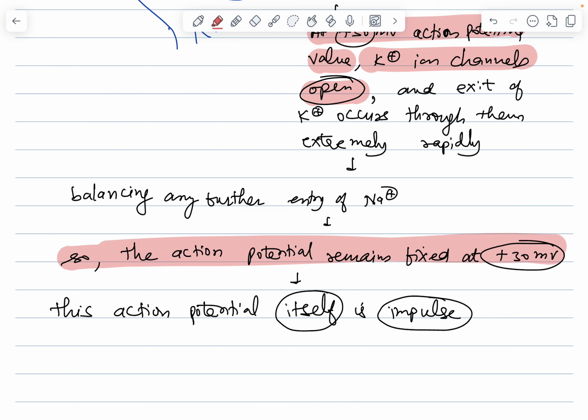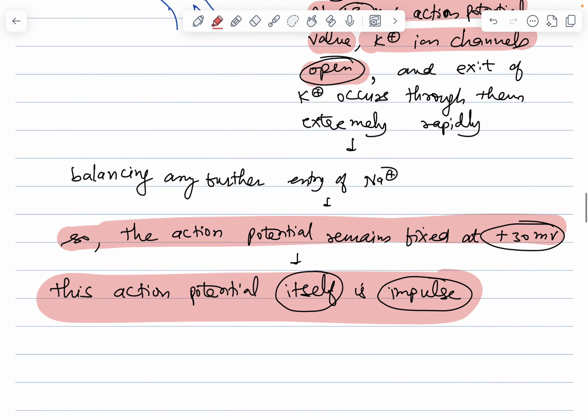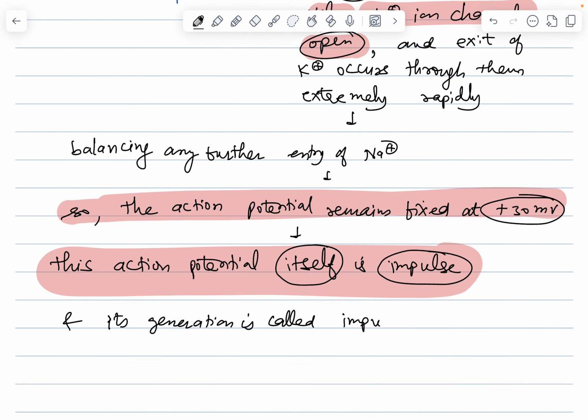Impulse. This action potential itself is what? The impulse. So when we say nerve impulse generation and conduction, this is generation. The action potential is called impulse and its generation is called impulse generation. Generation of the action potential is called impulse generation.